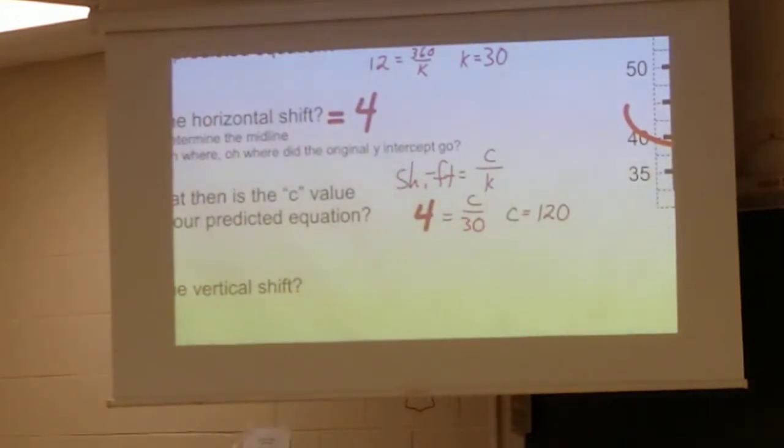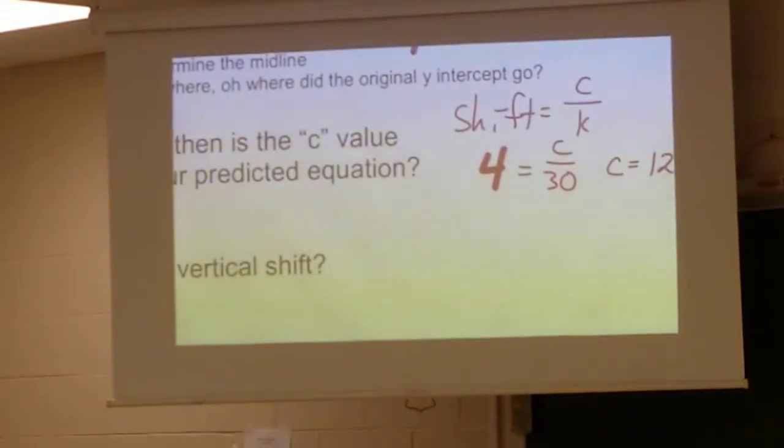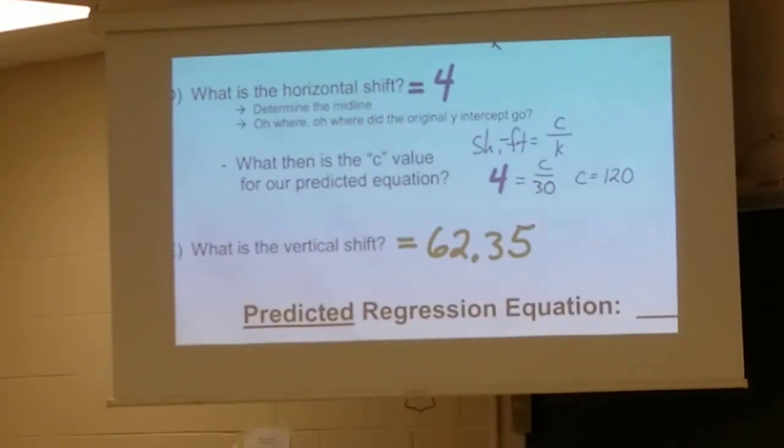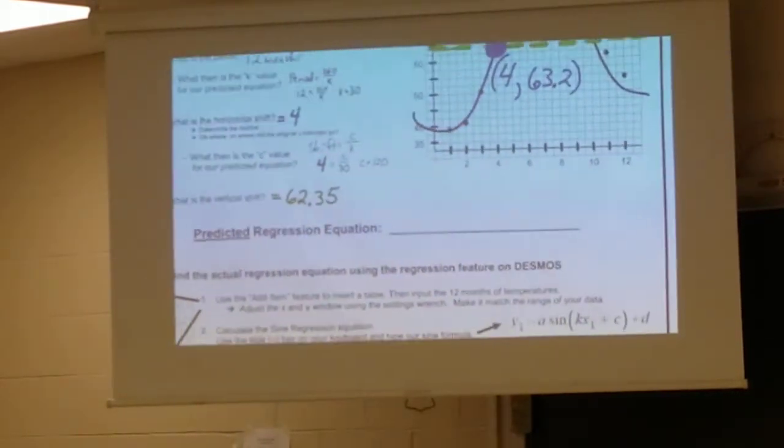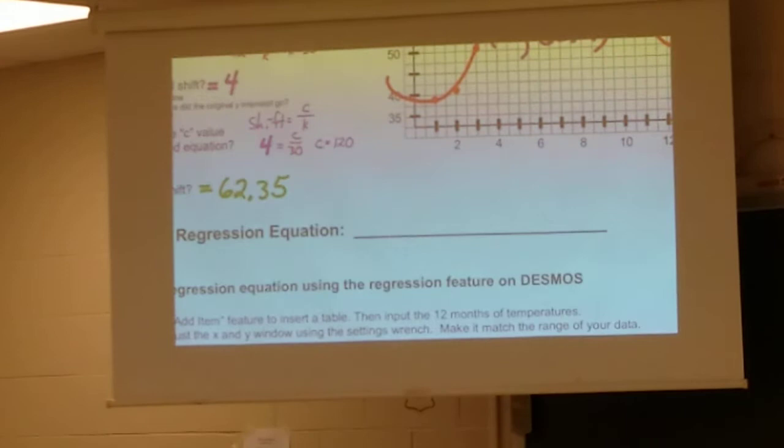In fact, the vertical shift is the midline. So there's no reason to reinvent that. We can just say that the vertical shift is at 62.35, something that we found a couple steps ago. We just did a regression. I don't know how excited you are about that, but that's good stuff. We did a regression. We came up with all the values that make this equation.